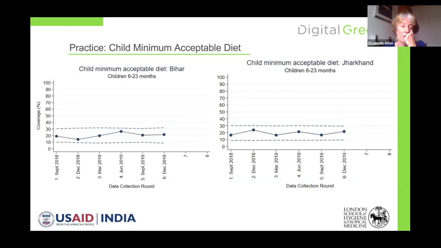And similarly here, you can see for the child's minimum acceptable diet in Bihar and Jharkhand, you've got a bit of movement in the estimates, but nothing going outside your control limits. So it suggests it's pretty constant and the intervention isn't impacting on this indicator. Next slide, please.